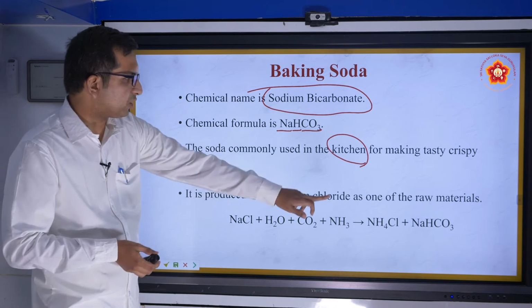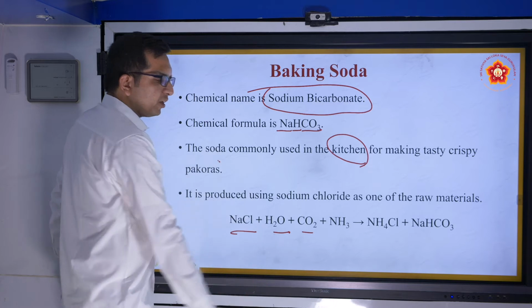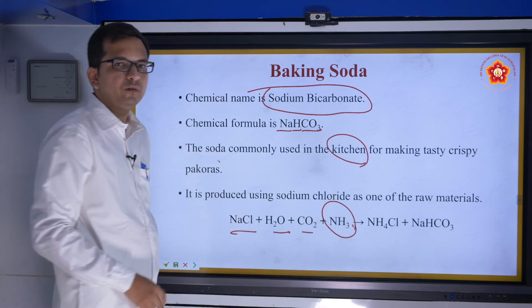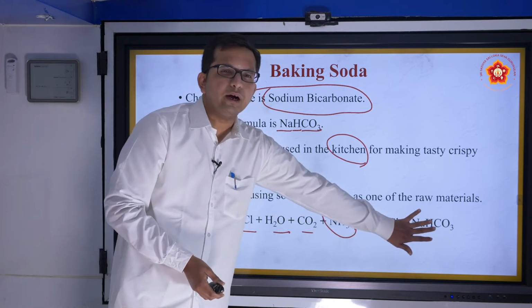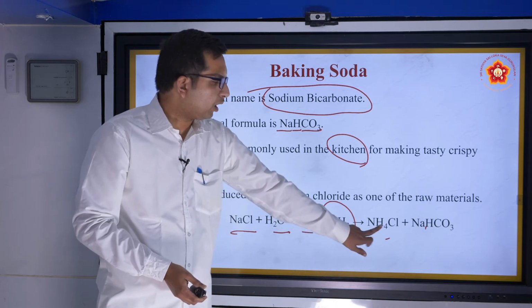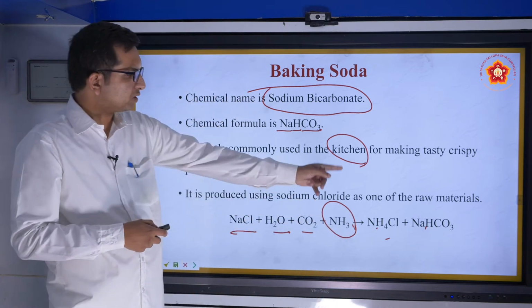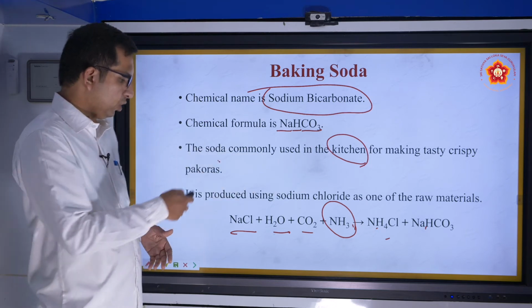This is the methodology of preparation, where you see that sodium chloride, water and carbon dioxide are very readily available, and ammonia gas has been used. With a combination of all this, you will get ammonium chloride and baking soda, which is here. Ammonium chloride is the byproduct that you may not require in this reaction, because our main product is the baking soda that is there.